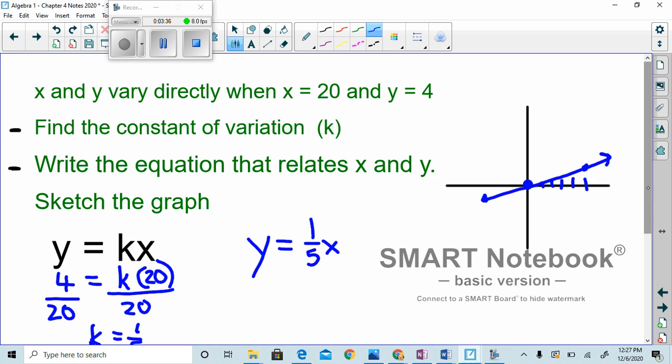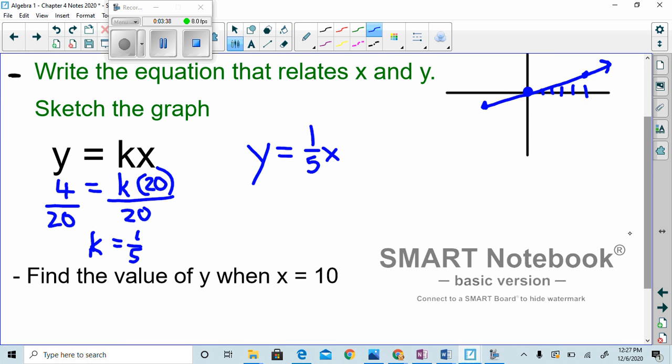Sometimes they will ask us to evaluate, and if they do, I will then just input the value that's given for x, and I will simplify, and I'll find out that y is equal to 2. So when I input 10, my output is 2.